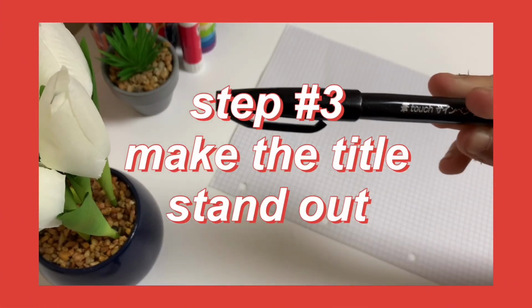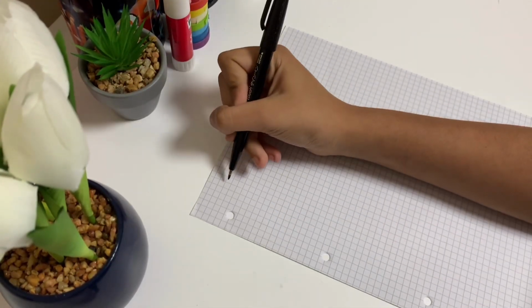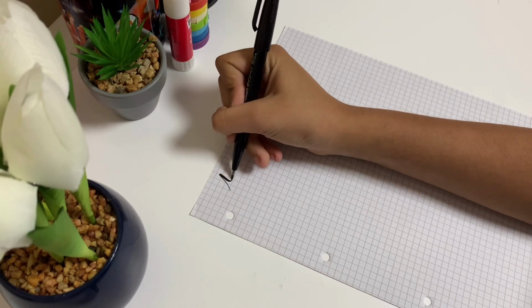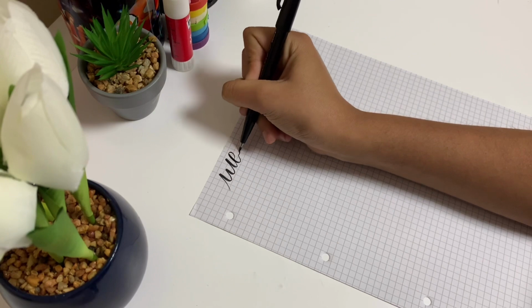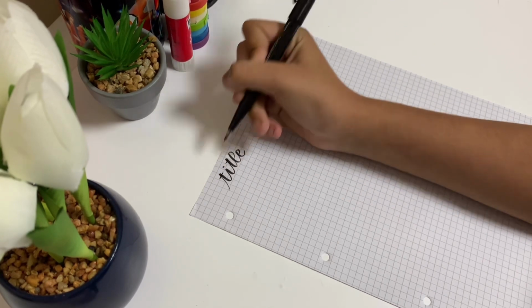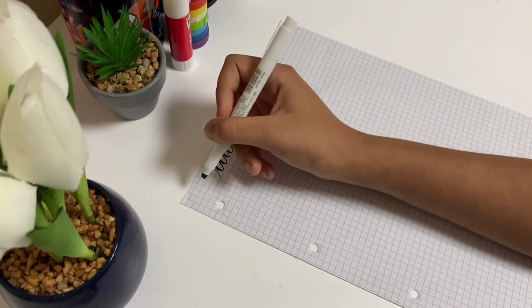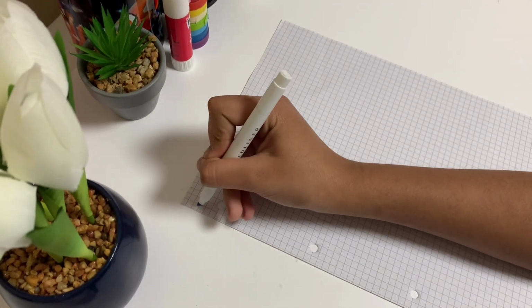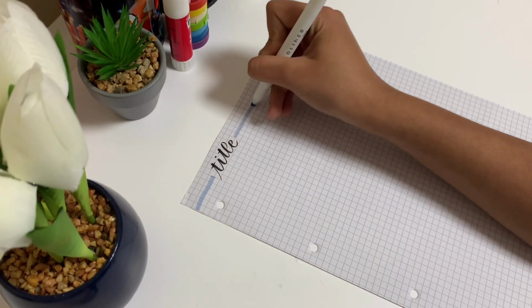Step number 3 is to make the title stand out. The title is a key part of the page, which is why you need to make it stand out in order to know what that page is about. This will be especially handy if you are flipping through your textbook and you want to quickly find where you wrote about a certain topic. And it will also help you easily locate where you put your notes for one topic and the other.